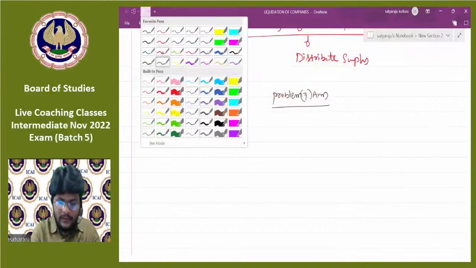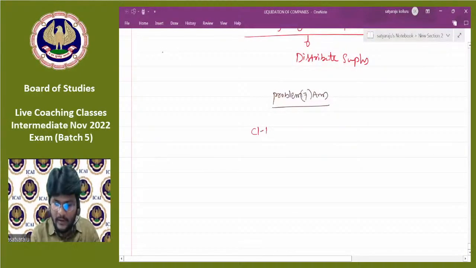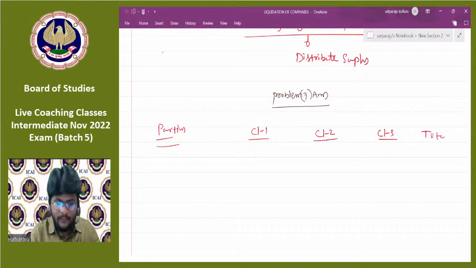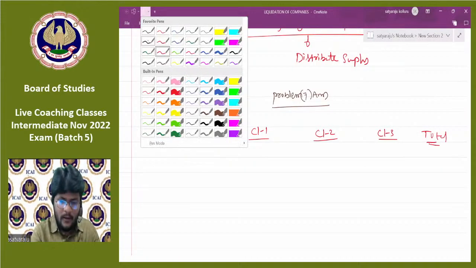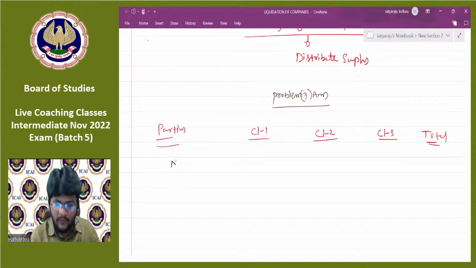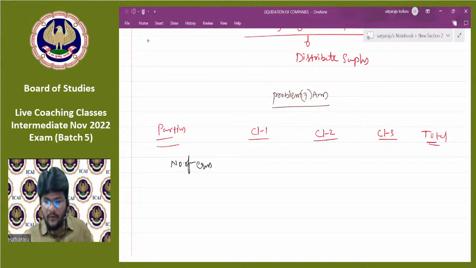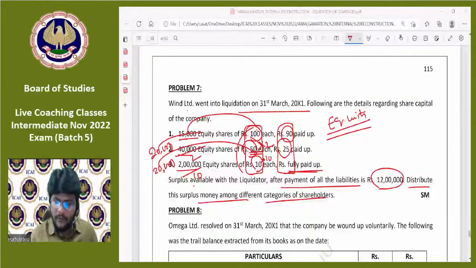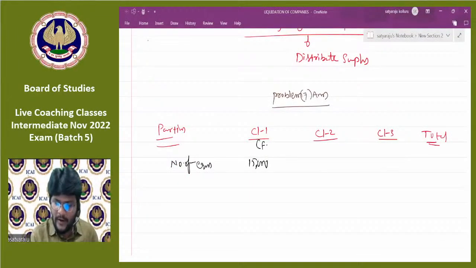So, there are a total of 3 classes of equity shareholders: class 1, class 2, class 3. This is all about particulars, and this is the total. Now, can you please tell me, all of you, first, the number of equity shares. Number of equity shares, class 1: 15,000. Class 1 face value was 100 actually.